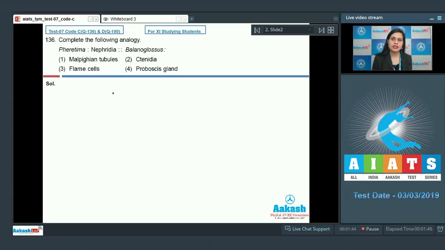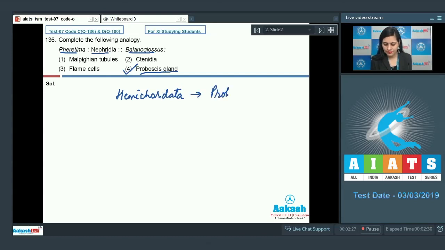And the correct answer to this question is option number 4, proboscis gland. Because nephridia are the excretory structures in Pheretima, which is an annelid. And similarly, balanoglossus, which belongs to the phylum Hemichordata, proboscis gland are the excretory structures. Let's discuss rest of the options.